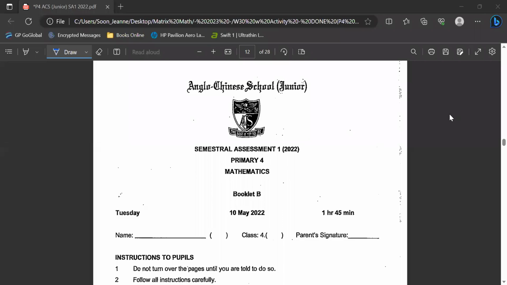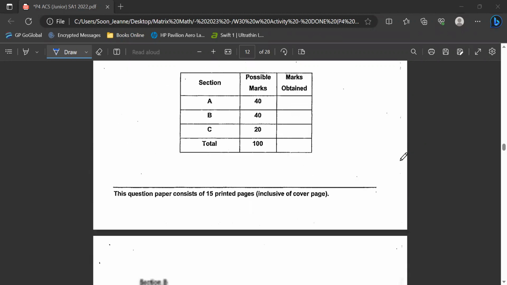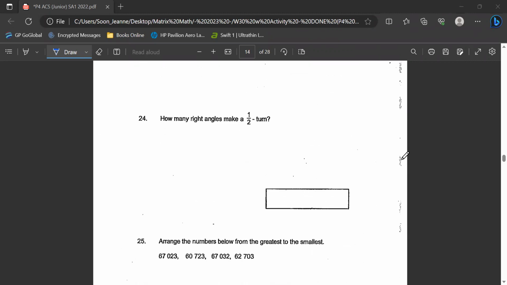P4 exam paper review for this week, week 30, will be Anglo-Chinese School Junior SA1 2022. So I'm going to start with section B, but I'm going to just pick some questions out and go through, okay? So I'm going to go straight to question 24 first.